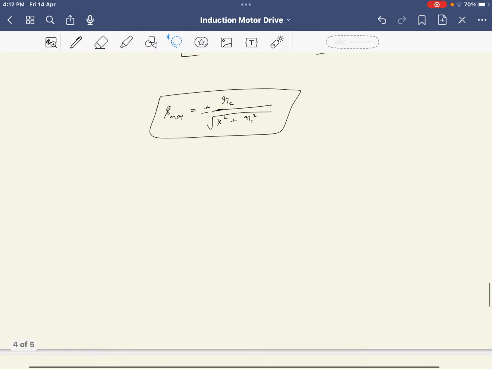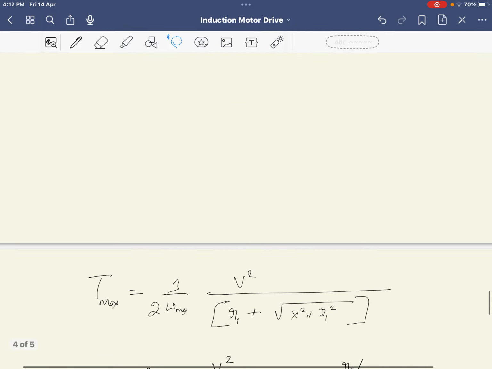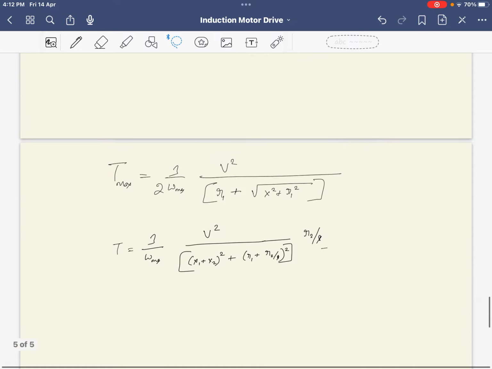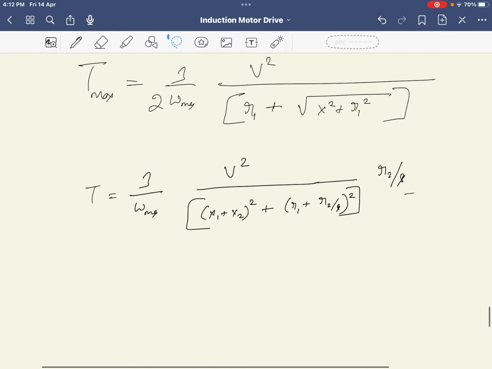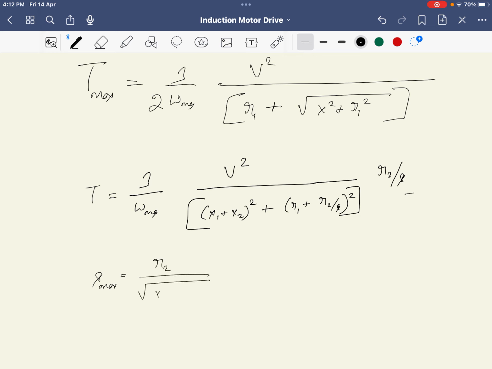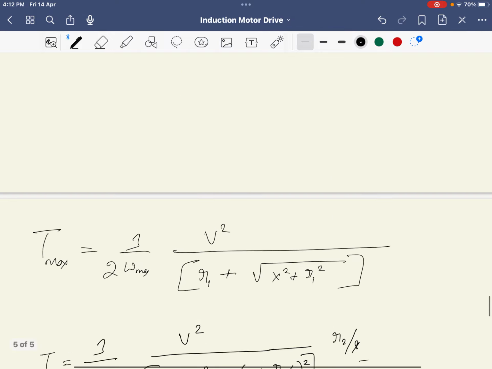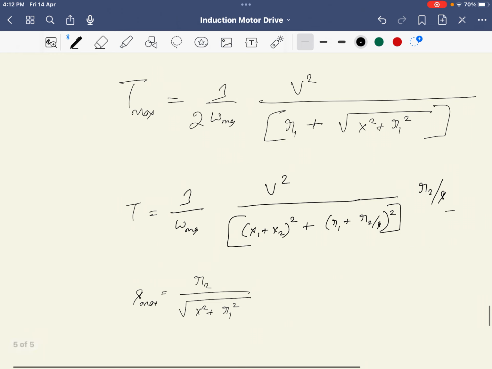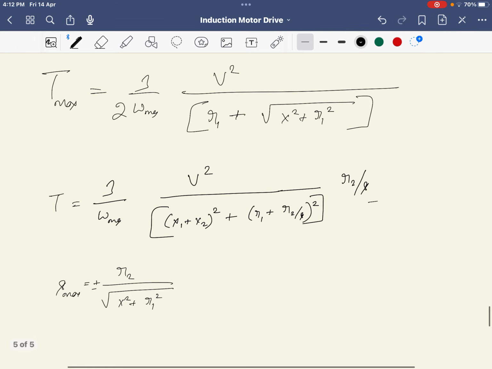And then you have to find, this is the, sorry, not here, here also. So anyway, we know that the value of the S max is this much, R2 by this. So let me write here: S max is equal to R2 by root over of x square plus R1 square, and there the plus minus sign is there. So from this expression, we get the value of the S max, and also we need to derive the value of T by T max. So if both the values are given to you, you can derive it and you can get the value.